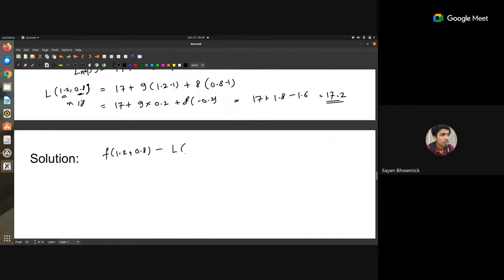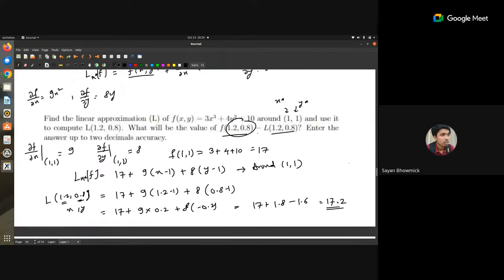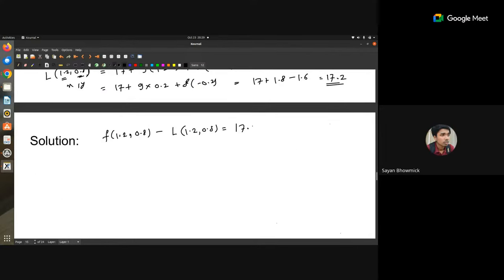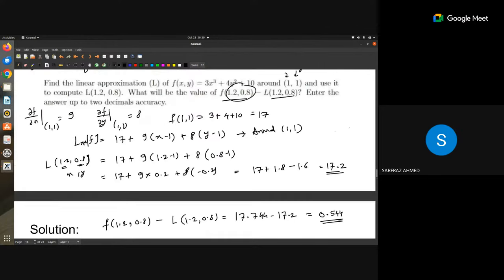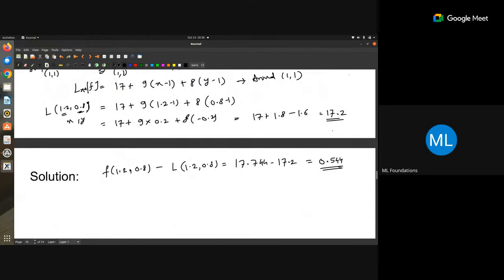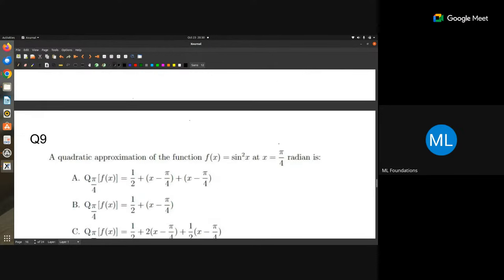The difference is f minus L, that is 17.744 minus 17.2. What is that? 0.544, right? Yes, you are correct, it is 0.544. And if you are asked to enter the answer up to 2 decimals, I'll just write 0.54. Okay, done.